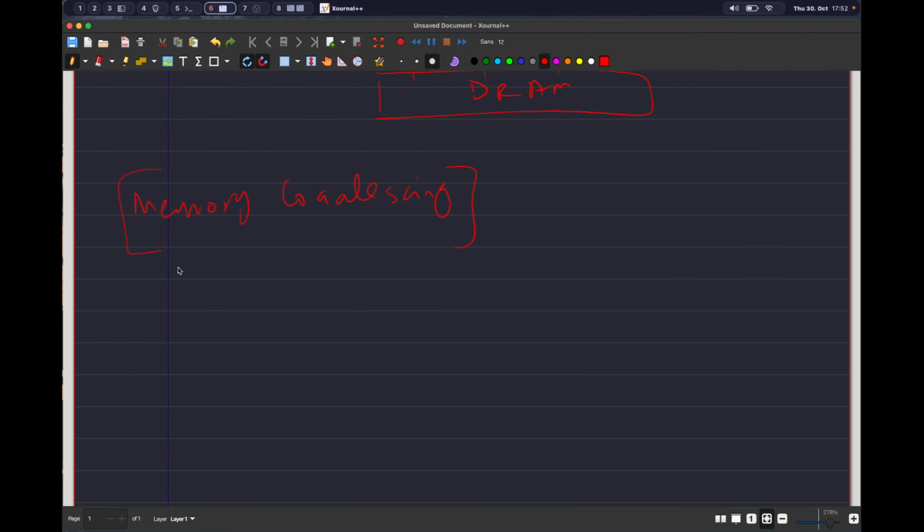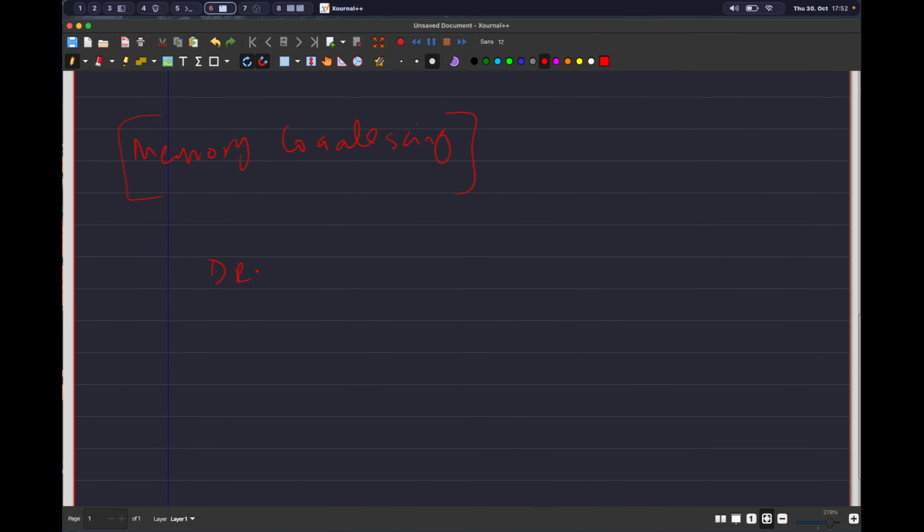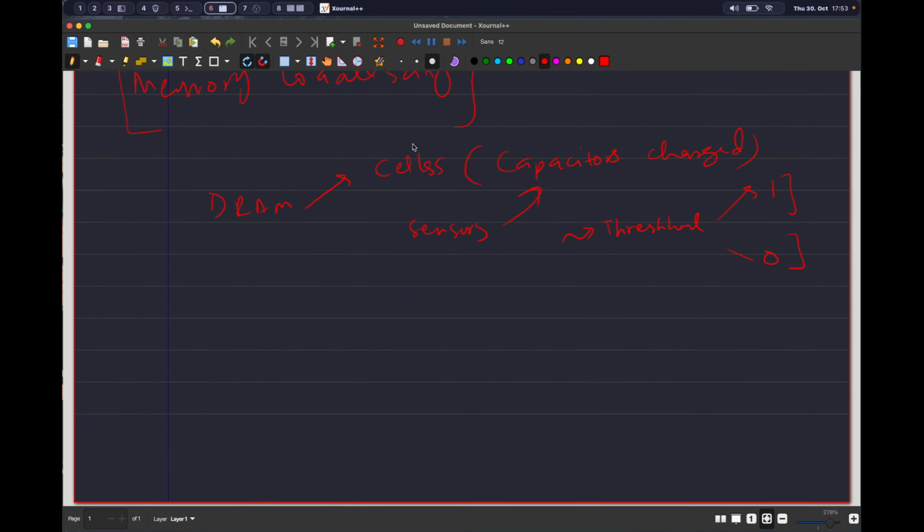Now, why is a DRAM slow? A DRAM is made up of multiple cells. You can think of them as capacitors which hold charge. There are multiple sensors whose job is to check this charge and understand whether the value is above a certain threshold. If it is, it can be considered 1 or 0, like switched on or switched off. And there are multiple such sensors, so the latency of access from DRAM is much higher because of this.